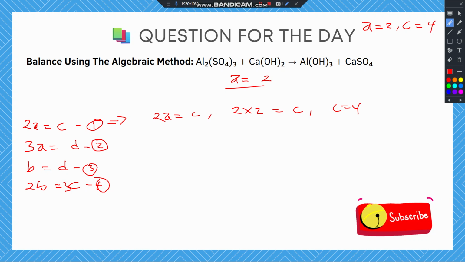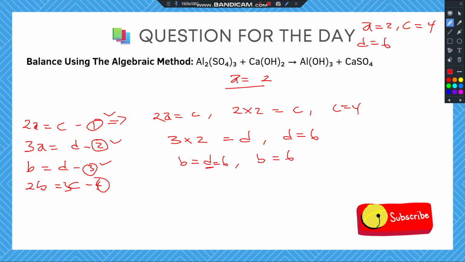The next equation says 3A is equal to D. Now we know the value of A to be 2, so that therefore becomes D. So we have D is equal to 3 multiplied by 2, which is 6. So we have the value of D to be 6. That's for the second equation. The third equation says B is equal to D. B is equal to D, and we know that D is equal to 6. So therefore B automatically becomes 6 as well. So we have B is equal to 6.